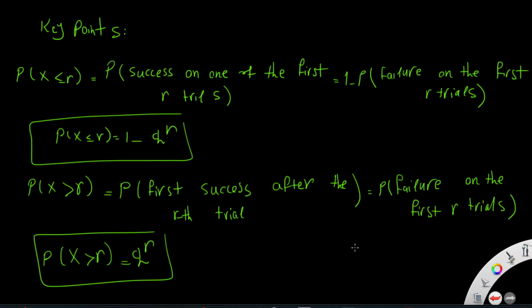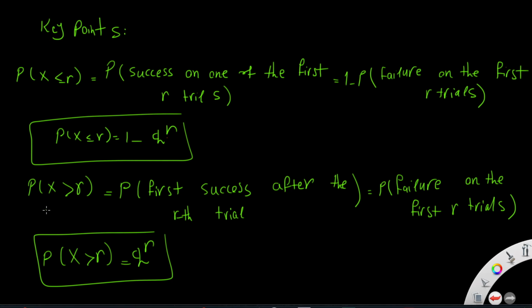There are some key points concerning the geometric distribution that I would like you to pay attention to. Probability of x less or equal to r means that the probability of success on one of the first r trials is equivalent to 1 minus the probability of failure on the first r trials. So probability of x less or equal to r will be equal to 1 minus q to the power of r. It's a really important point that can be used in solving questions.